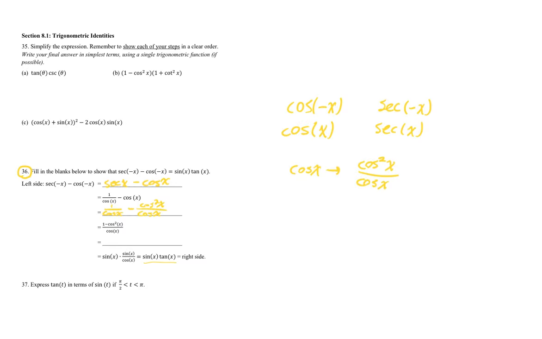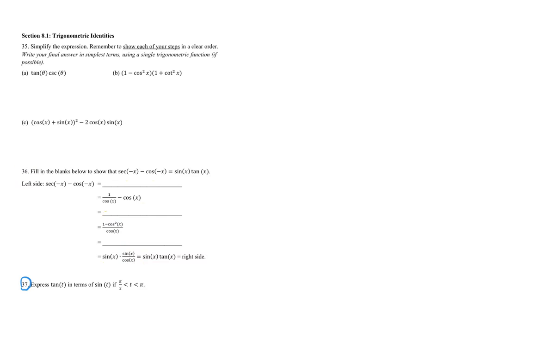Okay, now what do we need to do? Well, let's remember that identity sine squared x plus cosine squared x equals 1. So 1 minus cosine squared x would be sine squared x. So this is going to be sine squared x over cosine x. And then you can break that up into sine and sine over cosine, which is sine and tangent. So there we go.